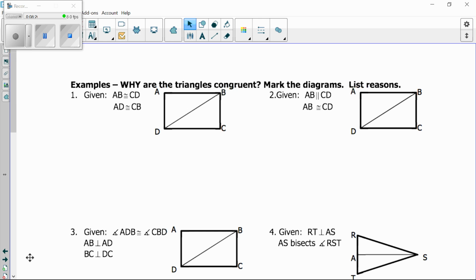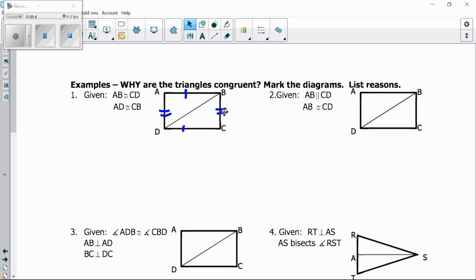Marking the diagrams is going to be really, really essential to your understanding. So for the first one, AB is congruent to CD. Those are congruent pieces, so I'm going to mark them up. Then AD is congruent to BC or CB. Those are congruent pieces, so I'm going to mark them up. Then I need one more thing.